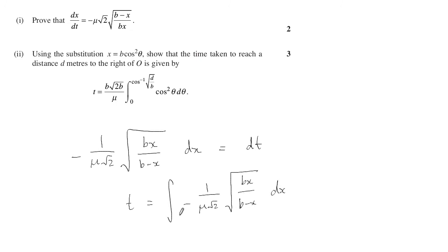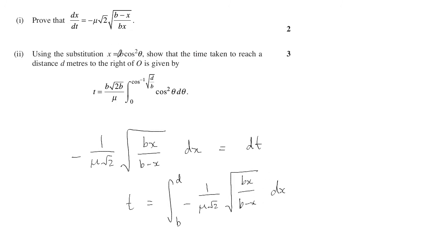And then we need to think about what numbers go here. So what does x start from and what does it finish at? So it starts when x equals b, that was the initial condition. And then we want to finish d meters to the right of her. Okay, now how do we integrate that?